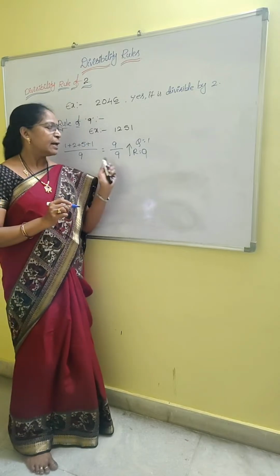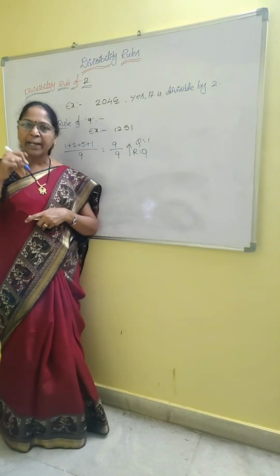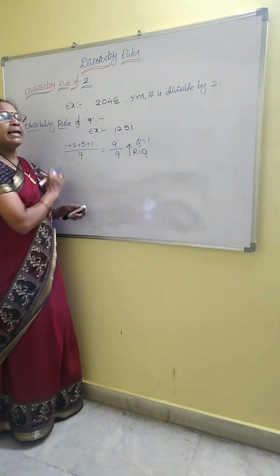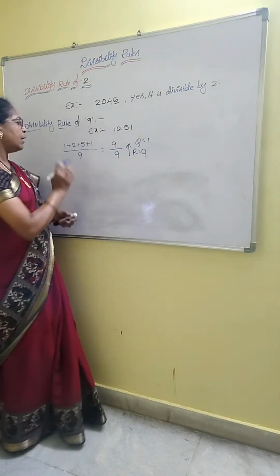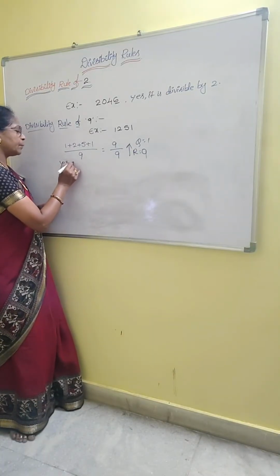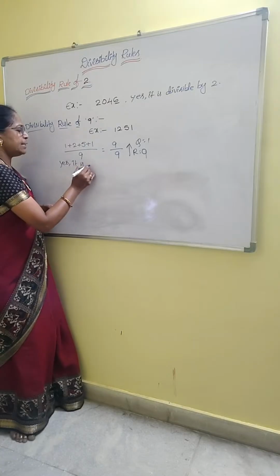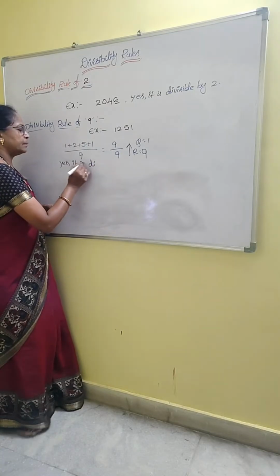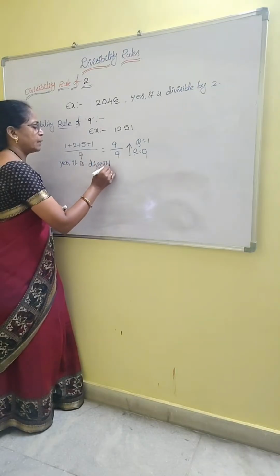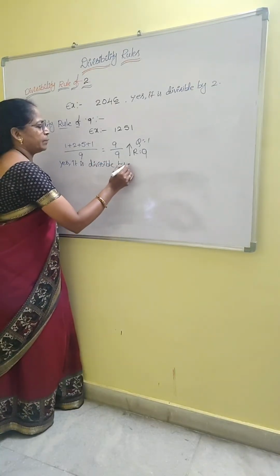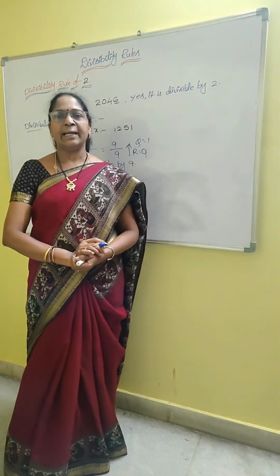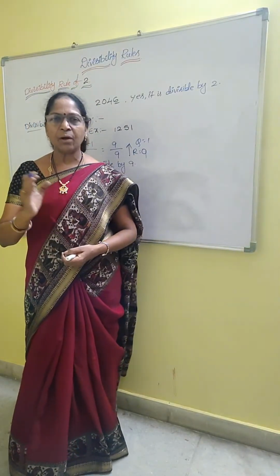That means the number is exactly divisible by 9. The given number is exactly divisible by 9. So how can you write? Yes, it is divisible by 9. This is the divisibility rule of 9.